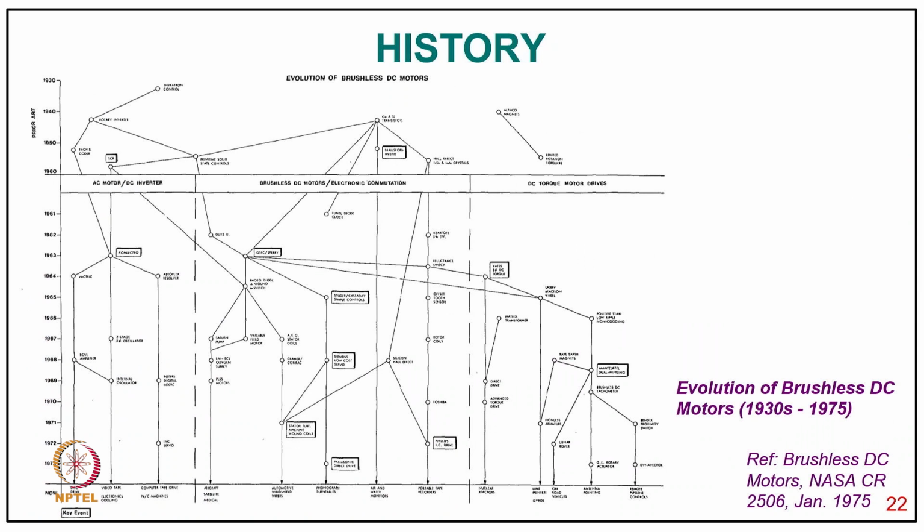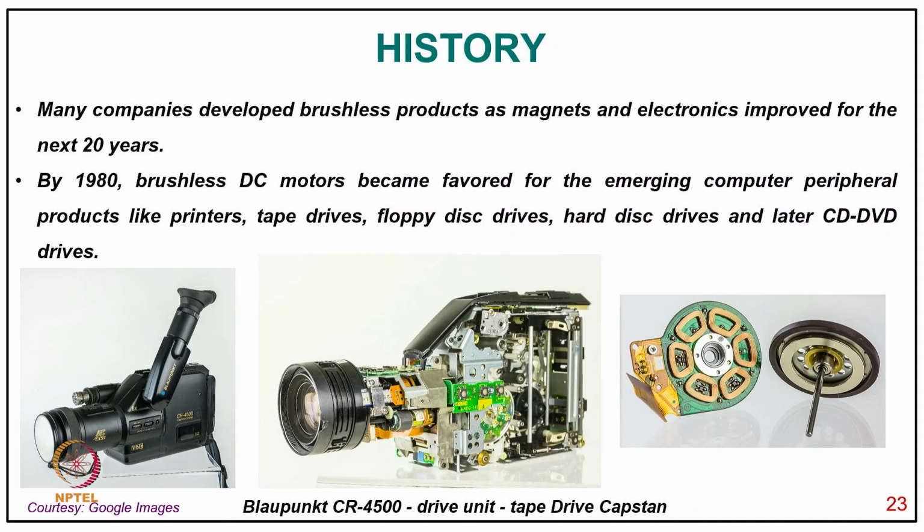And this is typically how the history has been for the evolution of the brushless DC motor from 1930 to 1975, which NASA reported in 1975. Now coming to the next 20 years, many companies developed brushless products as magnets and electronics improved. By 1980, the brushless DC motor became favorable for emerging computer peripheral products like printers, tape drives, floppy disk drives, hard disk drives, and drives for CD and DVD.